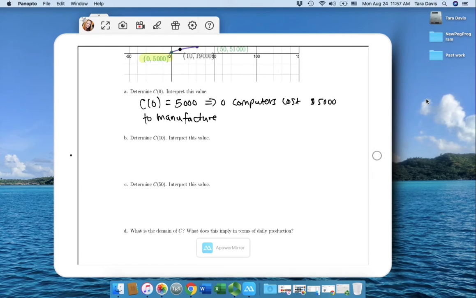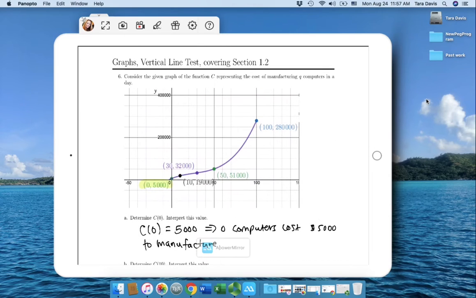And you might be like, what? Why does it cost $5,000 to make 0 computers? But if you think about it, no matter what, we still have to pay some kind of fixed overhead costs, like keeping the lights on, the electricity, paying the workers just to come into work, paying for their health insurance, all this kind of stuff, right? So that's just the base cost that we have. All right. So once we know that, then we can answer the remaining questions.